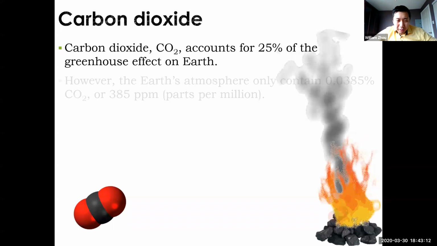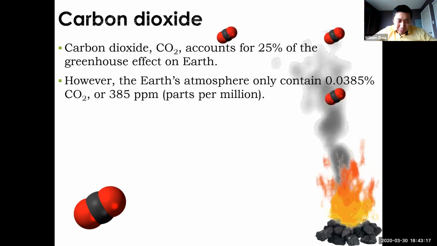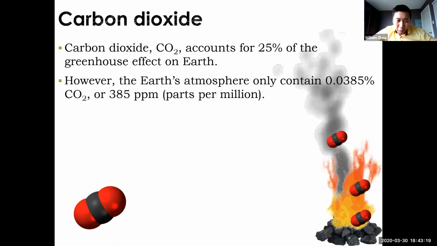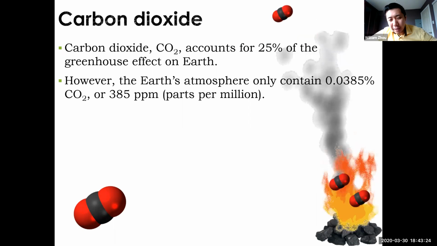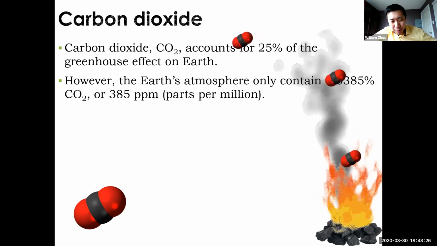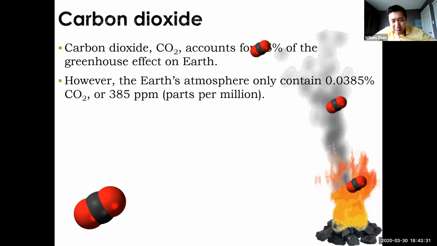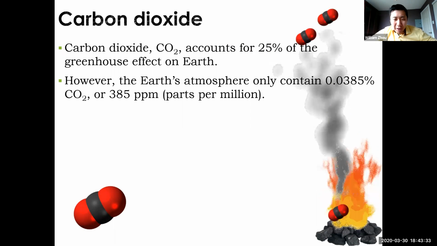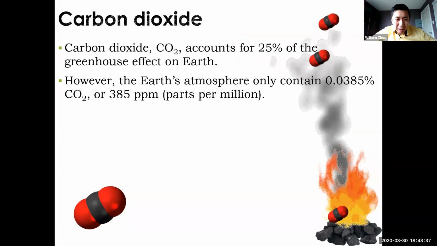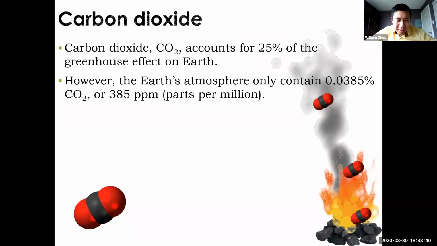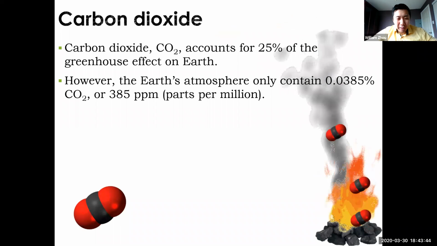Now, carbon dioxide is actually very low in the atmosphere. It is measured in parts per million. Parts per million simply means if you have 1 million particles, how many of those particles are the gas you're talking about? In percentages, it's 0.0385%. So that's ridiculously low. But even at a low concentration, it still has a significant effect on our climate. So don't be fooled by the low concentration.